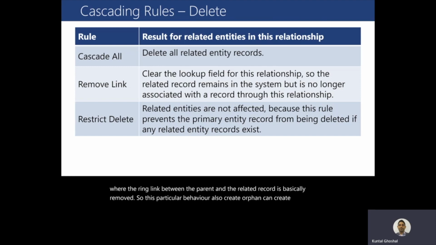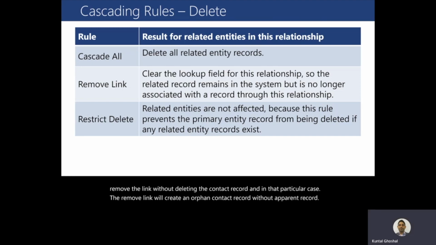Let's say your contact has a parent account. When you are deleting that parent account, you might choose to delete that child contact record, which is cascade all. You might also choose to just remove the link without deleting the contact record. In that particular case, remove link will create an orphan contact record without a parent record.